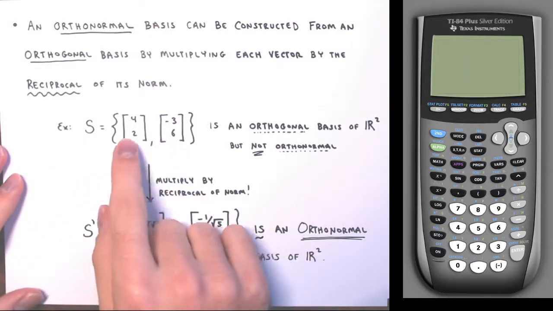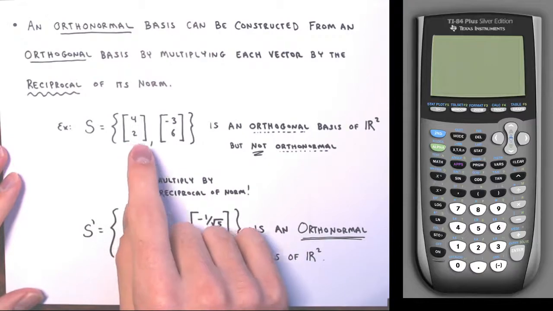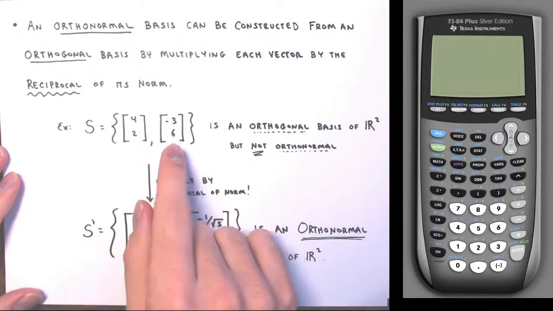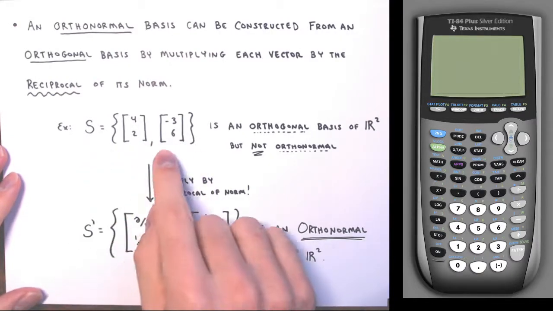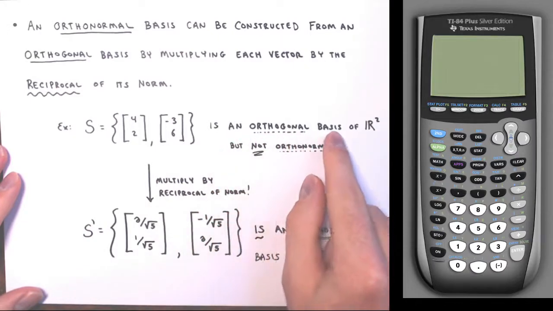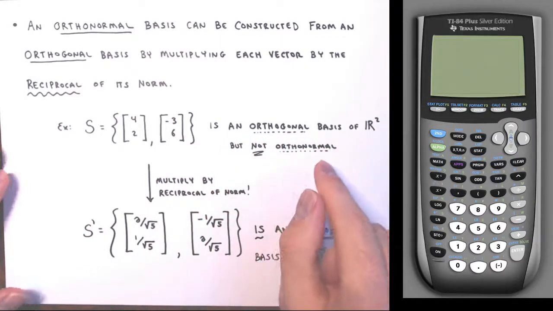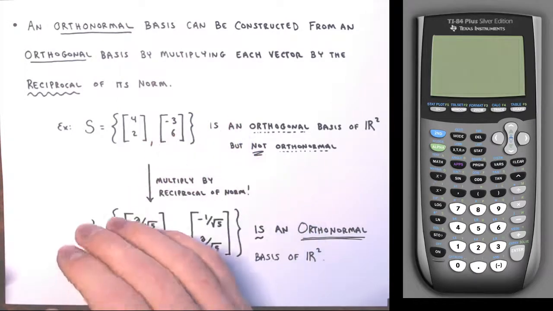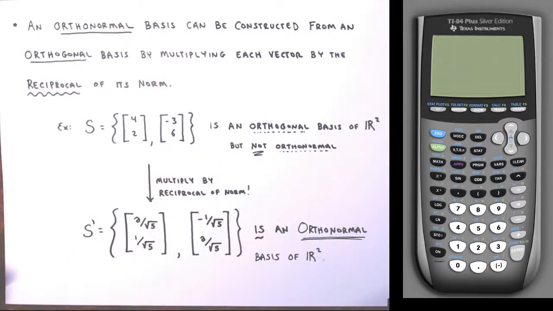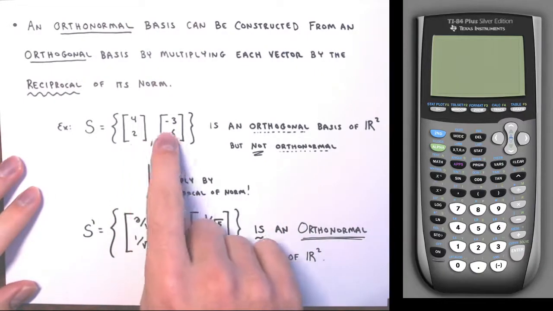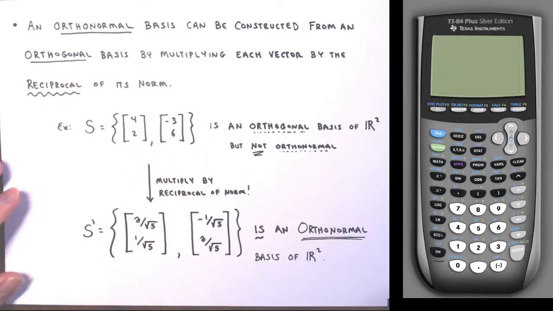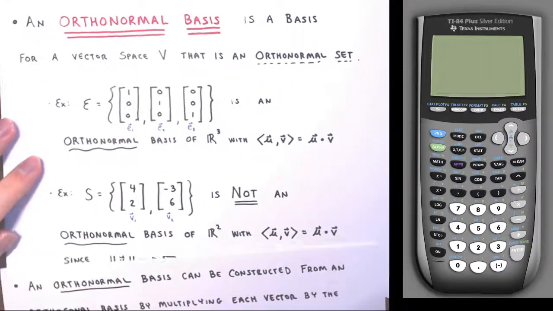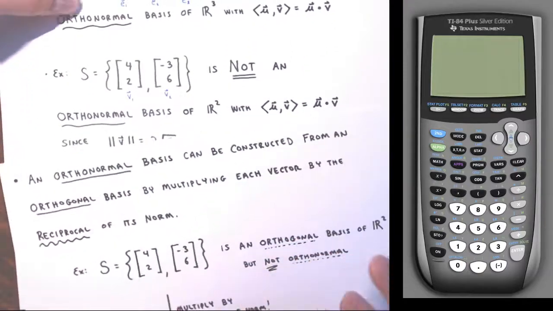So take that example that I just had, right? The vectors 4, 2, and negative 3, 6, this set S, right? We said earlier this is an orthogonal basis of R2, but not an orthonormal basis. But because it's an orthogonal basis, I could very easily construct an orthonormal basis of R2 by dividing each of these by their norms. Right, now we saw on the previous page what the norms were.